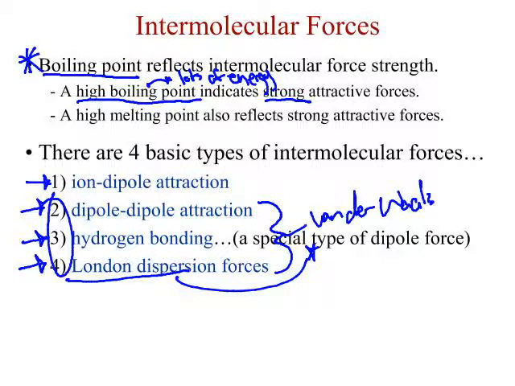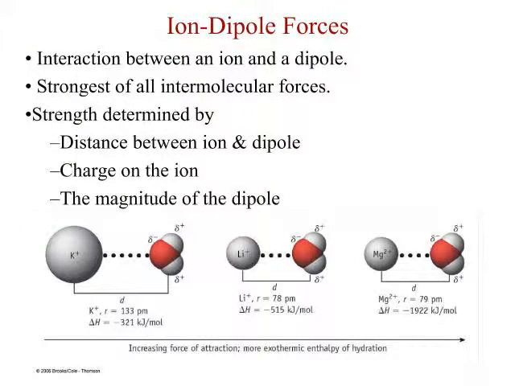The reverse is also true. If something has a very low boiling point and it changes to a gas easily, that means the intermolecular forces of attraction within the substance are pretty weak. So the properties of a substance are a reflection of, and are determined by, the intermolecular forces of attraction. Keep that in mind. All right, our first intermolecular force is going to be ion-dipole attraction.